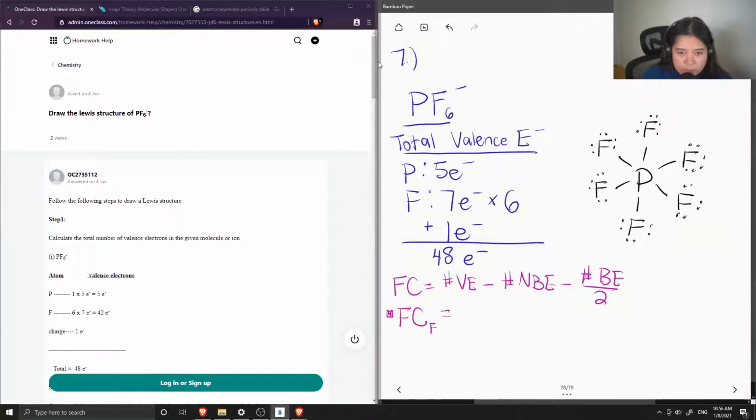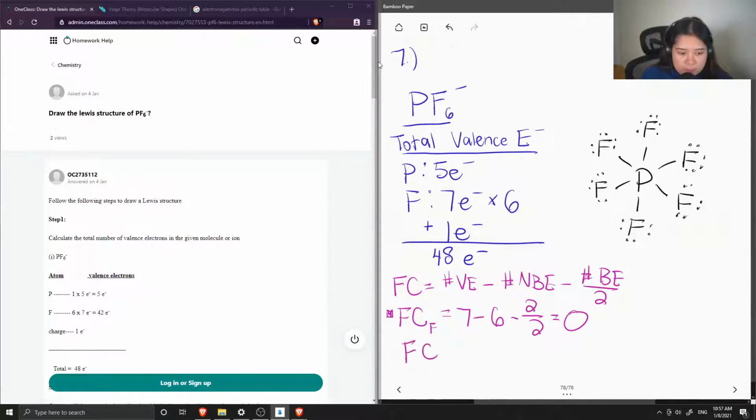So all of them are the same, and they all have 7 valence electrons. The number of non-bonding electrons, which are the lone pairs, is 6. And then each of them have a single bond, so there are 2 electrons in each bond. So 2 bonding electrons divided by 2. So 7 minus 6 minus 1 is just 0.